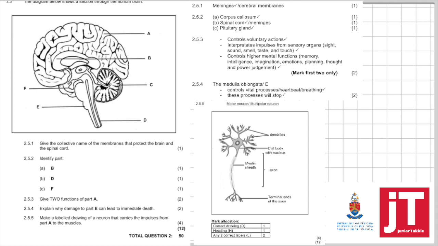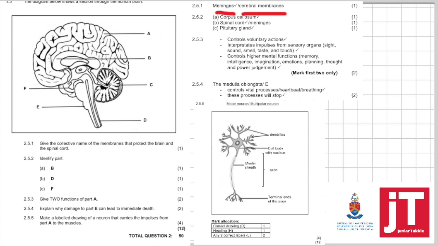2.5. The diagram below shows a section through the human brain. 2.5.1. Give the collective name of the membranes that protect the brain and the spinal cord. We know that this is the meninges. The memo also accepts the word cerebral membranes.